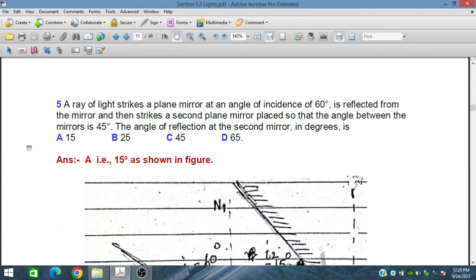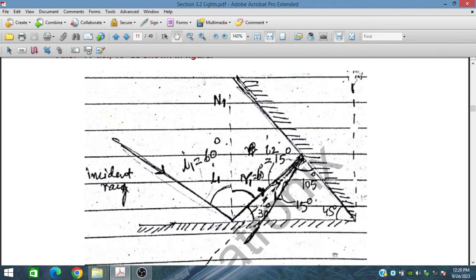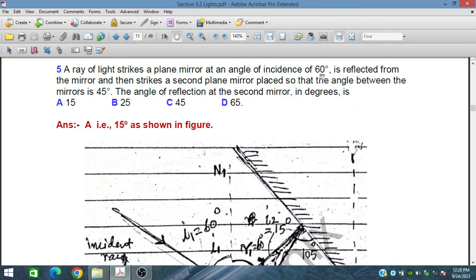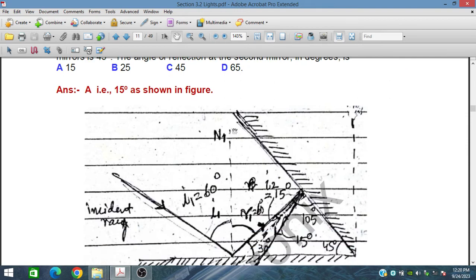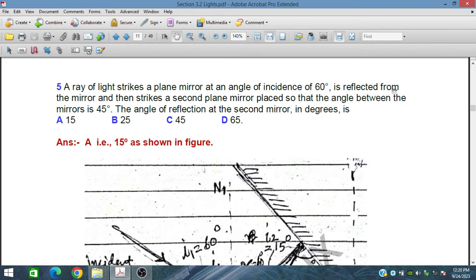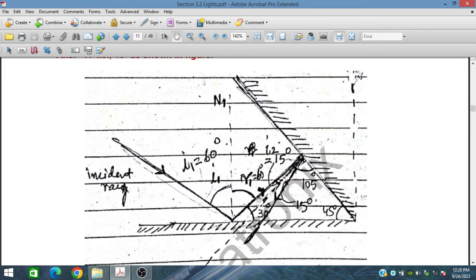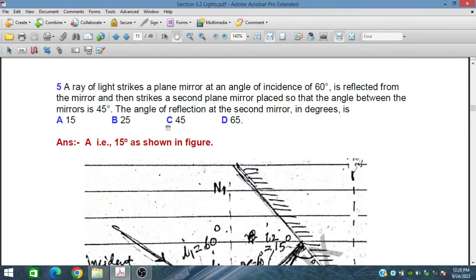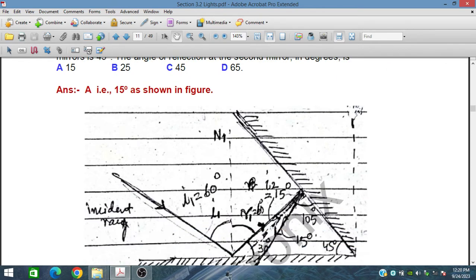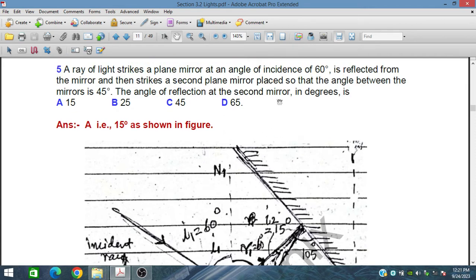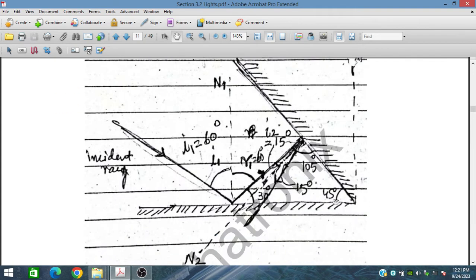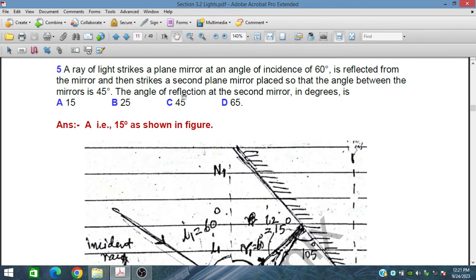Question number 5: a ray of light strikes a plane mirror. This is a plane mirror. Here the ray strikes the mirror at an incident angle of 60 degrees, measured from the normal. This ray is reflected from the mirror at this side and strikes a second plane mirror, placed so that the angle between the mirrors is 45 degrees. This mirror and this mirror, the angle is 45 degrees, as given here. The angle of reflection at the second mirror, in degrees, is one of the answers.